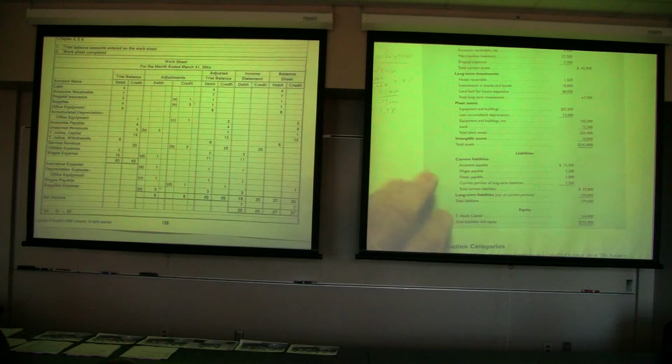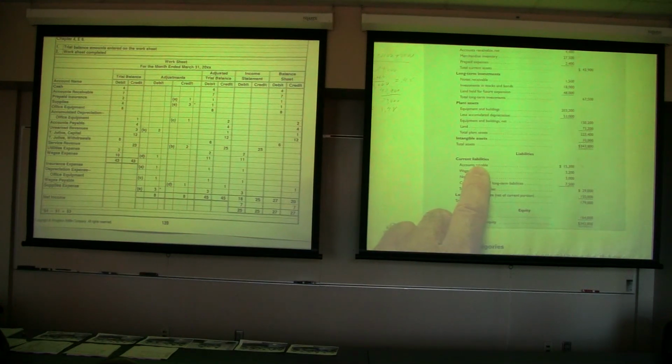Liabilities are also divided into 2 categories. Current liabilities are those that are due within a year. Long-term liabilities will be due after a year. And of course, current liabilities include the current portion of long-term liability. So you have a 30-year mortgage. Year 1 is a current liability that's due within a year. Years 2 through 30 are a long-term liability that are due after a year.